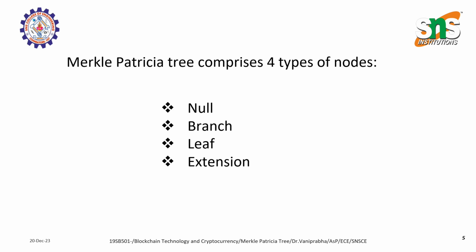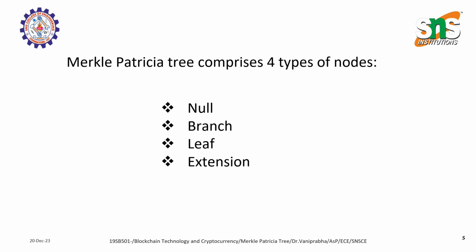Merkle Patricia tree comprises 4 types of nodes, namely null, branch, leaf and extension. Null node is a non-existent node represented as an empty string. Branch, a node that links to a maximum of 16 distinct child nodes corresponding to 16 hex characters. It has also a value field. Leaf node, an end node that contains the final part of the key and a value. Extension, a shortcut node that stores a part of the key based on a common prefix and a link to the next node.